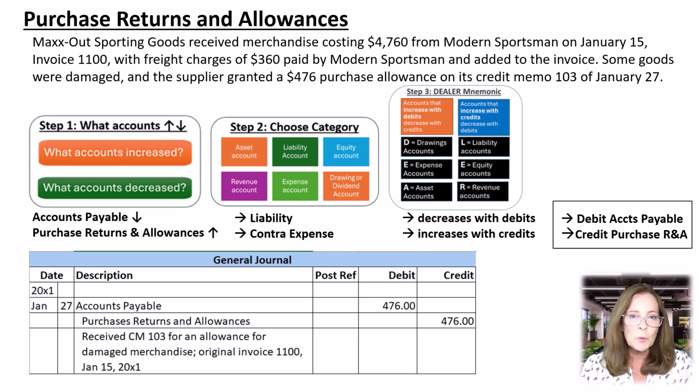Now, when Max Out Sporting Goods pays Modern Sportsman, we debit accounts payable for $4,644 and credit cash for the amount of the original invoice of $5,120 less the credit memo of $476, or $4,644.